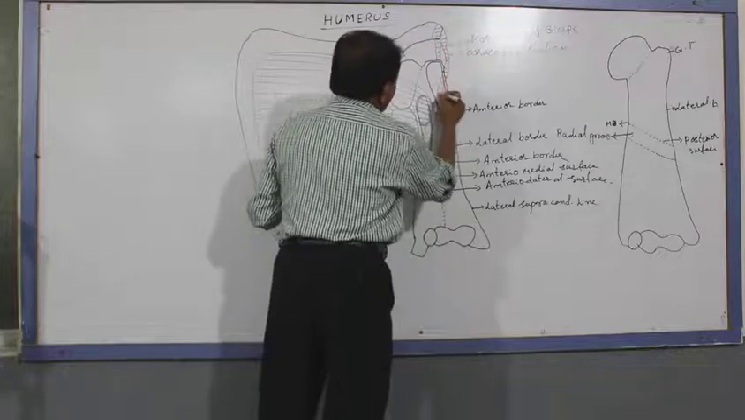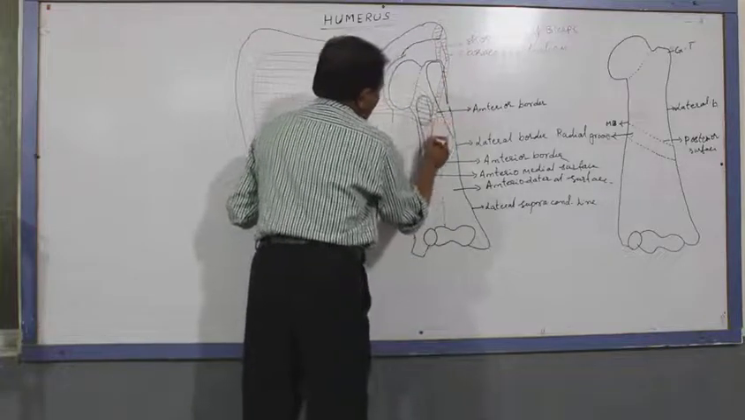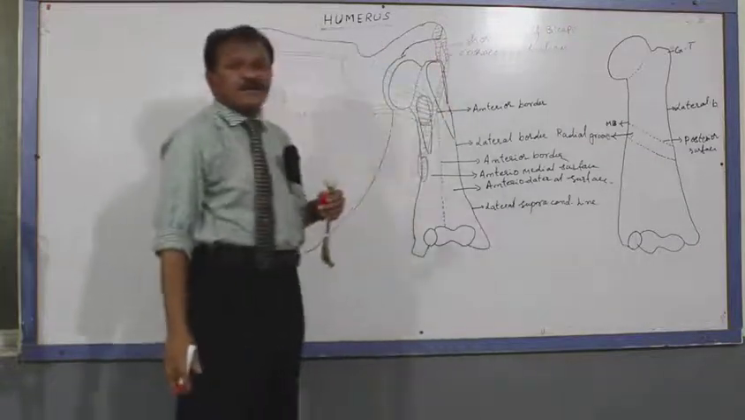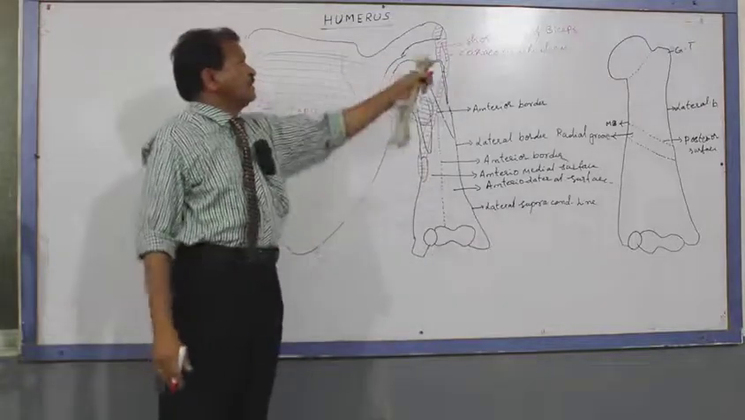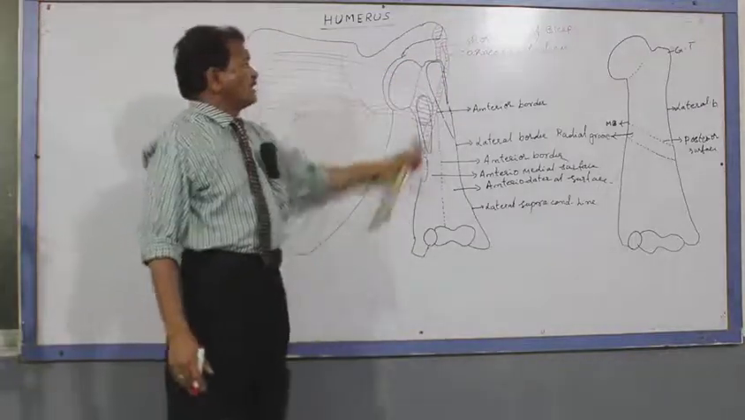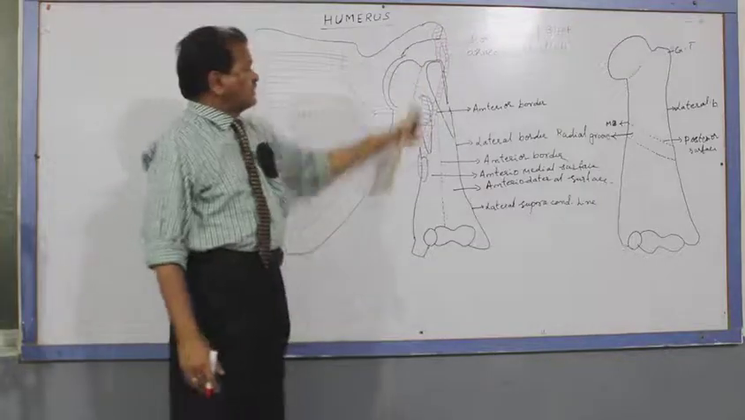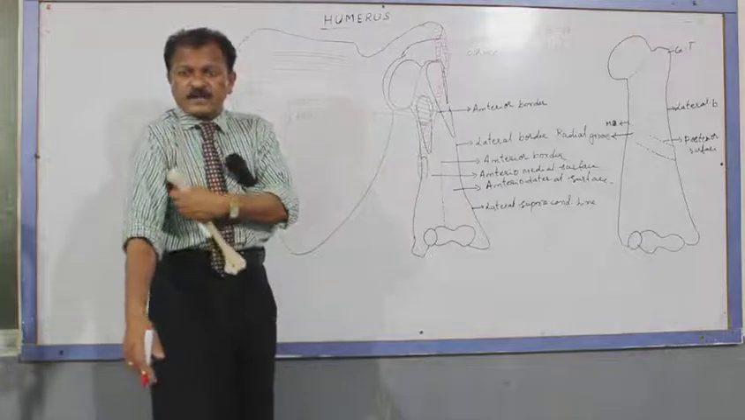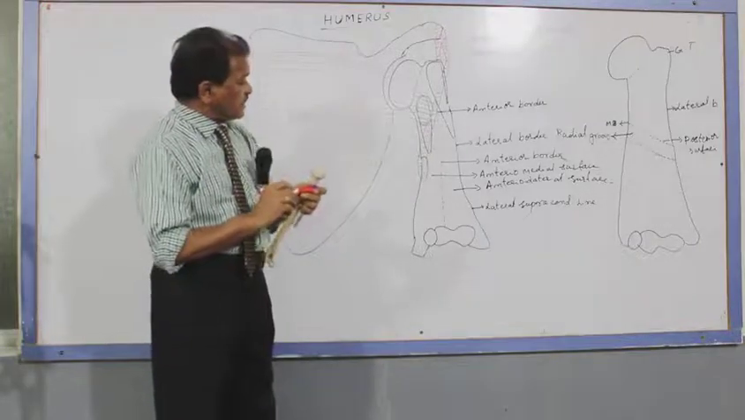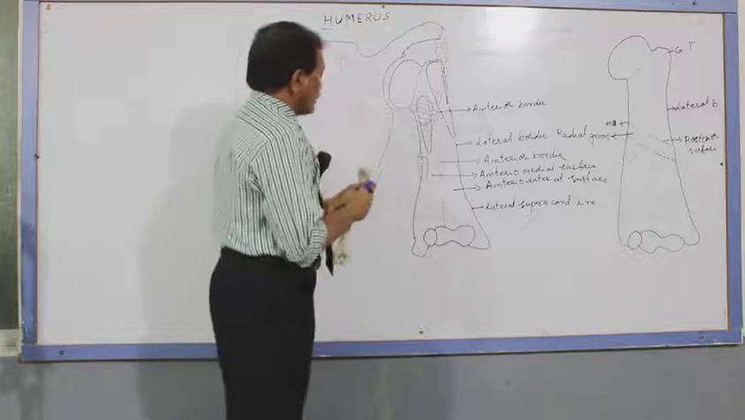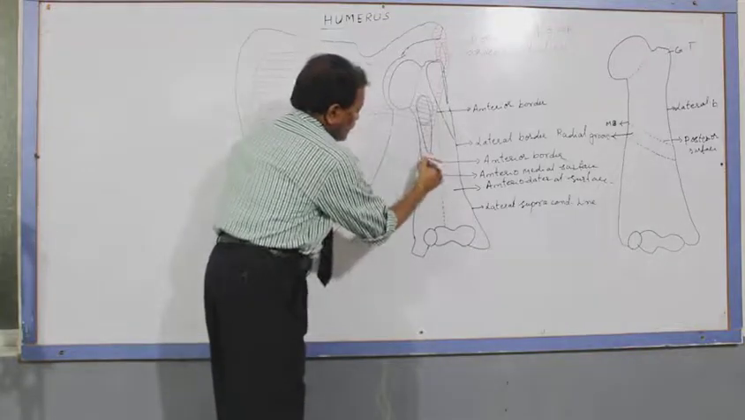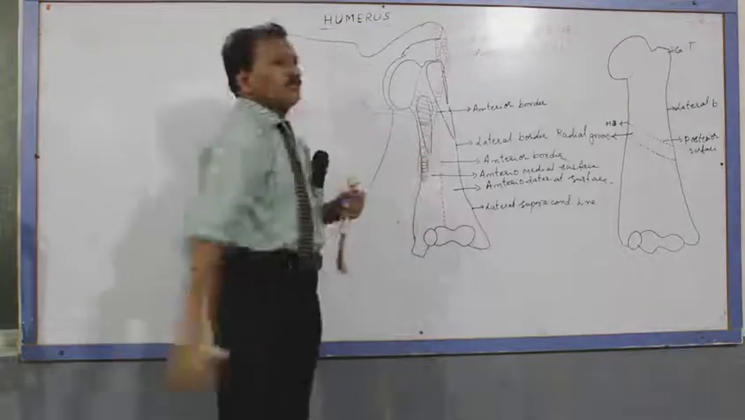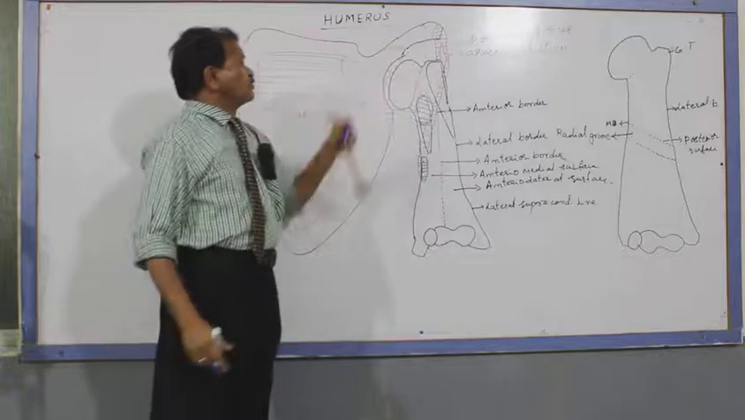This one is the coracobrachialis. The coracobrachialis muscle originates from the tip of the coracoid process by the common origin for the short head of the biceps and the coracobrachialis muscle, and it descends straight downwards and is inserted along the medial border of the humerus, and these are the two muscles.